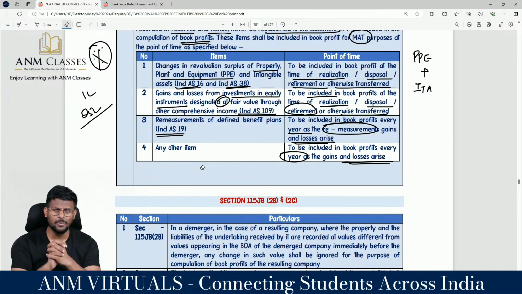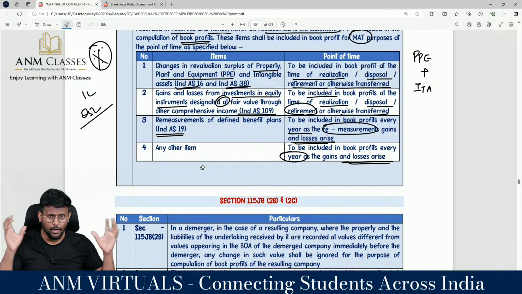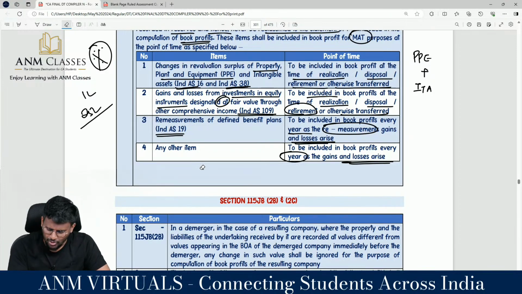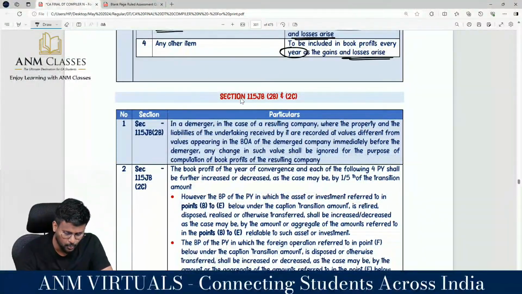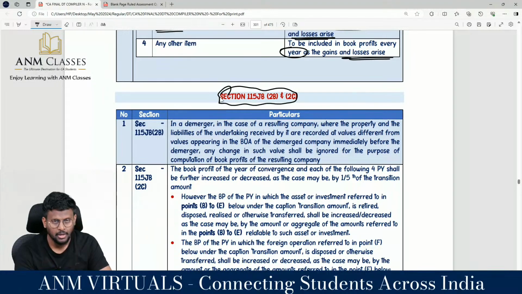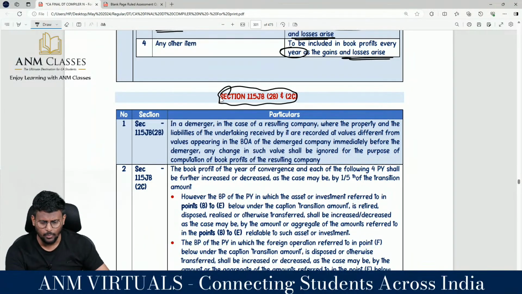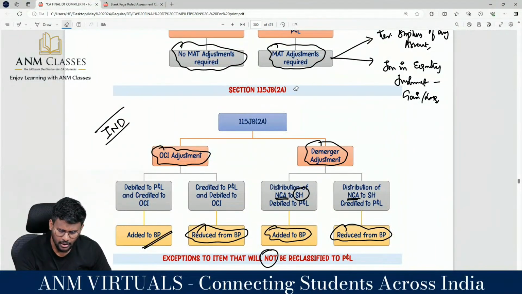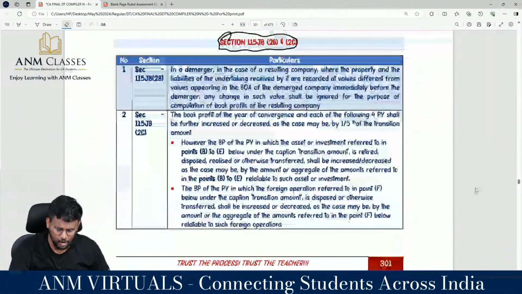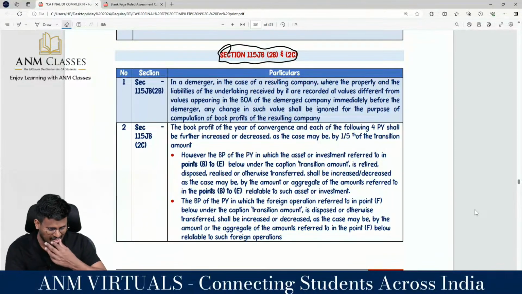Whenever you are making plus or minus, you have to make the plus or minus in the book profit also. Any other item which is not covered here, you have to make every year. Brilliant to the core. I am moving into 115JB subsection 2B and 115JB subsection 2C. So till now we have talked about 115JB subsection 2A only. Here it is all 2A only. We are moving into 115JB subsection 2B and 2C.